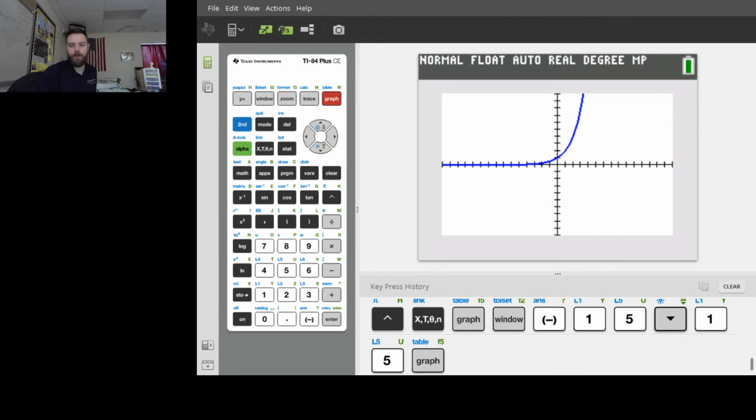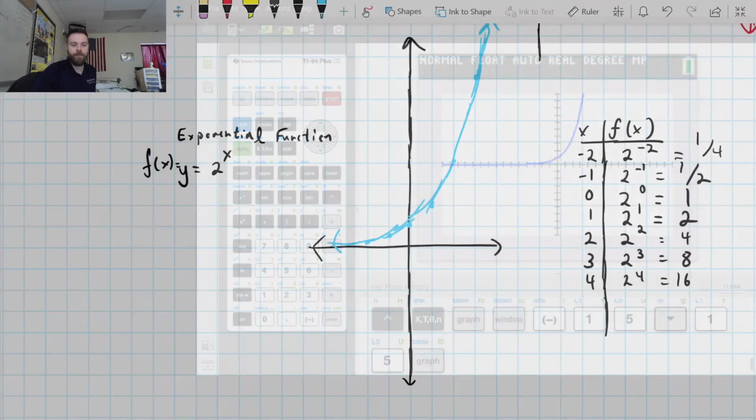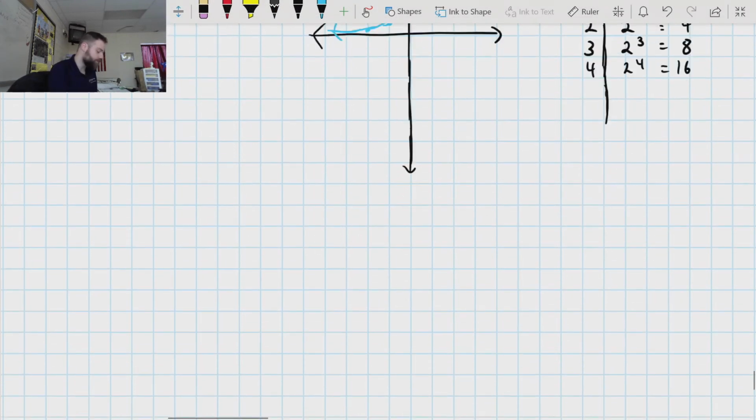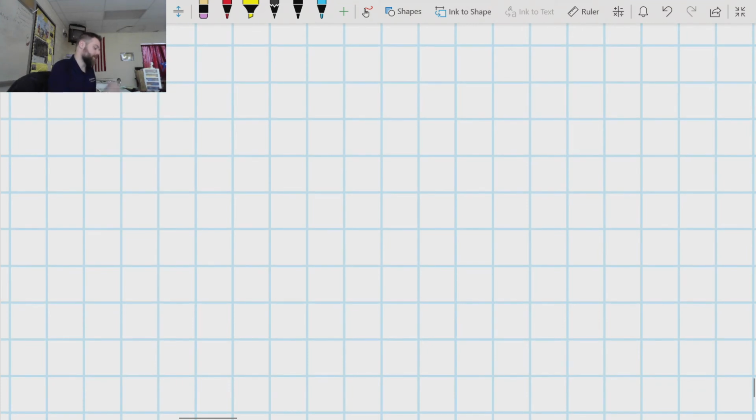And as you notice, if I start to zoom this out, this will blow up to positive infinity, so it will keep going and going and going and shoot up. And then this one will hug the x-axis. So we've got one more function to graph. It's probably one of the toughest ones, but that's not going to stop us. It is the reciprocal function.